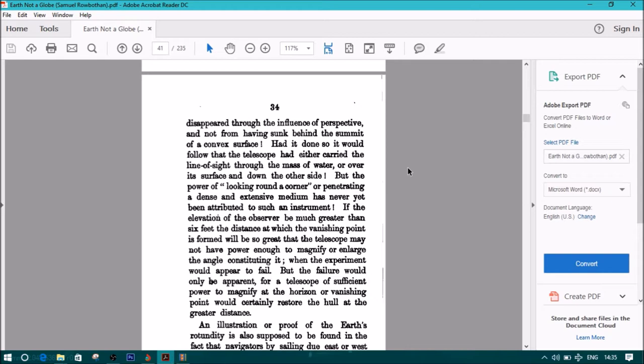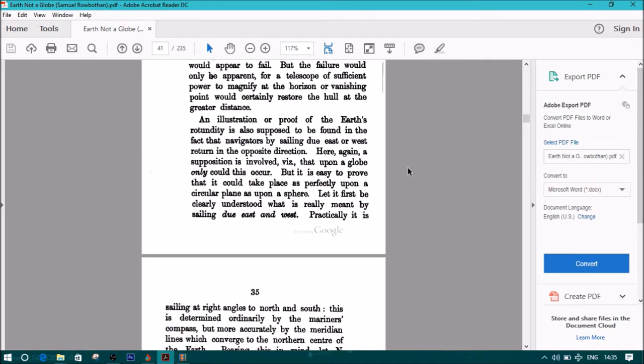But the power of looking round a corner, or penetrating a dense and extensive medium, has never yet been attributed to such an instrument. If the elevation of the observer be much greater than 6 feet, the distance at which the vanishing point is formed will be so great that the telescope may not have power enough to magnify or enlarge the angle constituting it, when the experiment would appear to fail. But the failure would only be apparent, for a telescope of sufficient power to magnify at the horizon or vanishing point would certainly restore the hull at the greater distance.